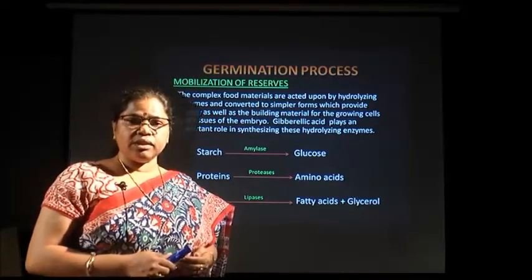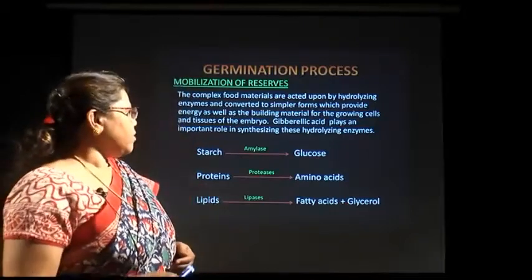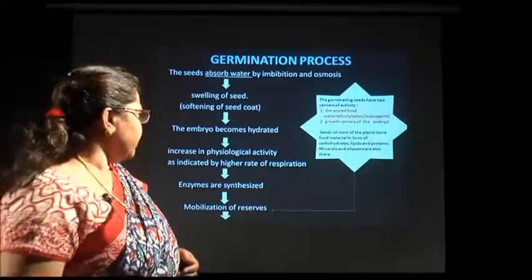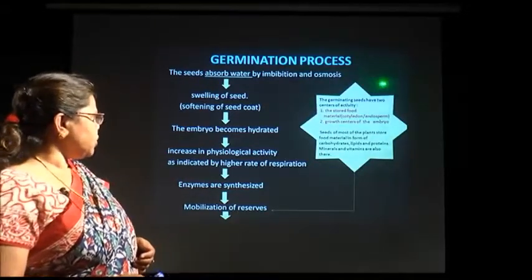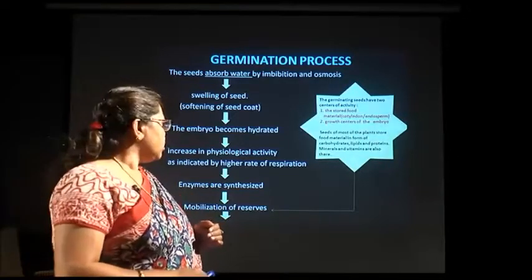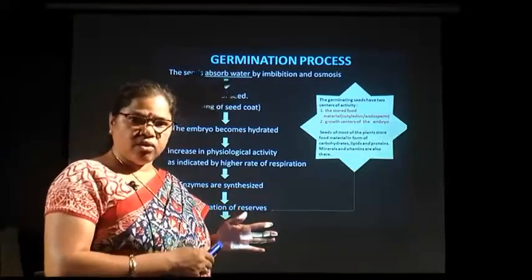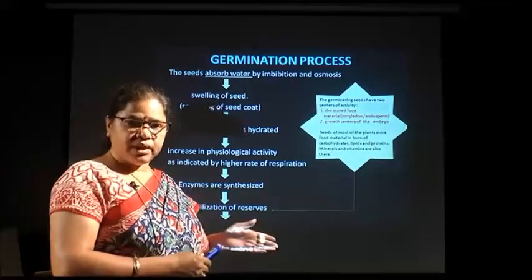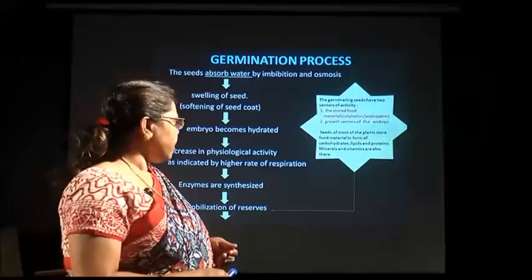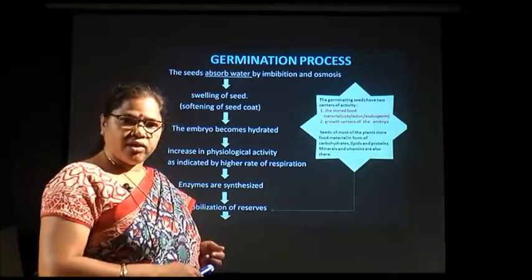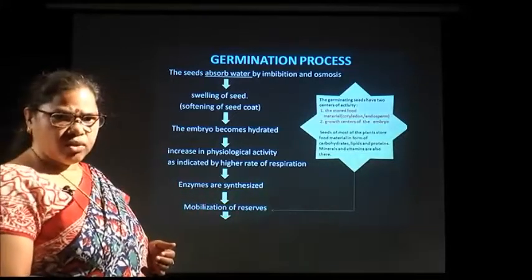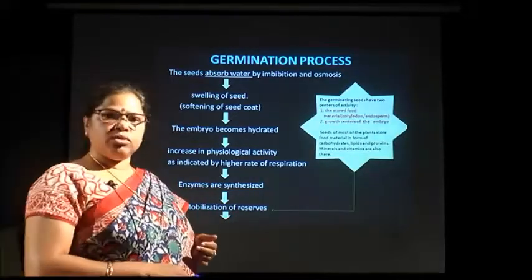So after this simpler form of food material is formed, it is utilized by the growing embryo. Inside the germinating seeds there are actually two centers of activity. One is the food material present in the cotyledon or endosperm. In some seeds both cotyledon and endosperm are present; in some seeds only the cotyledon is there. These provide the food material, which undergoes the mobilization process and is converted into simple forms.